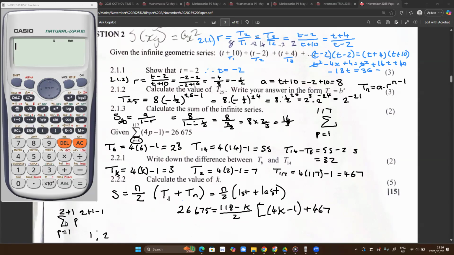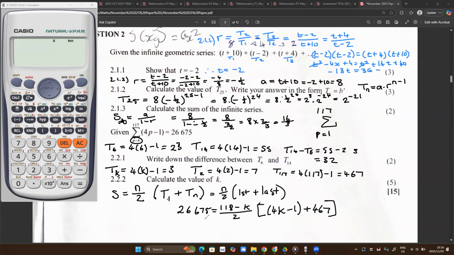Okay, I'm not sure if I'm fully clear on that, but it's 118 minus k because, let's say k was 1, 118 minus 1 would give us 117, which is the number of terms if it started at 1 and went all the way up to 117. So that's why I used 118. Okay, and now I can just solve for k, can't I?